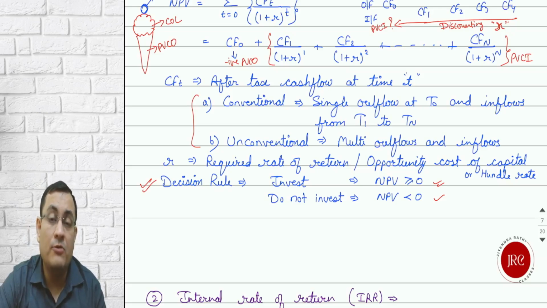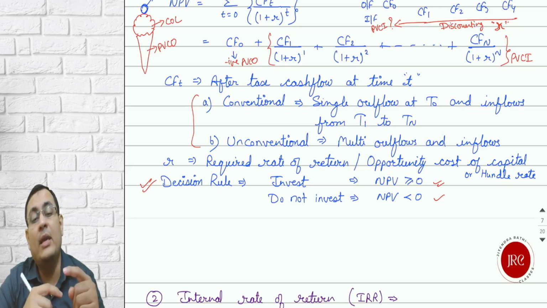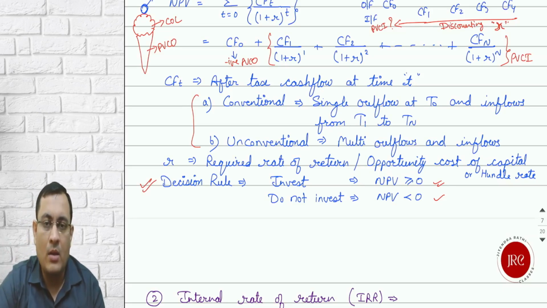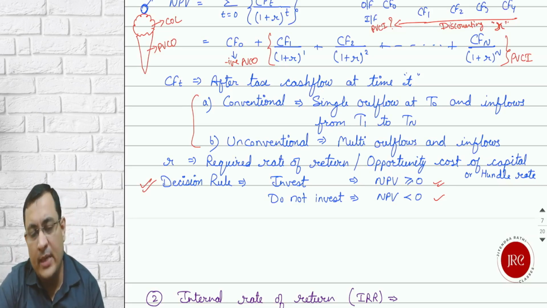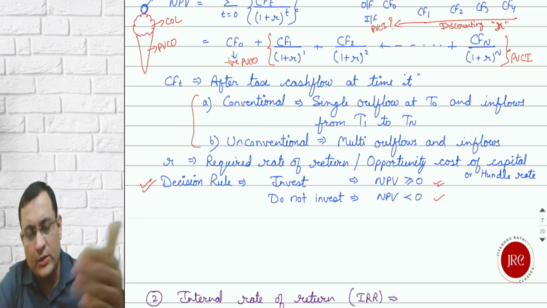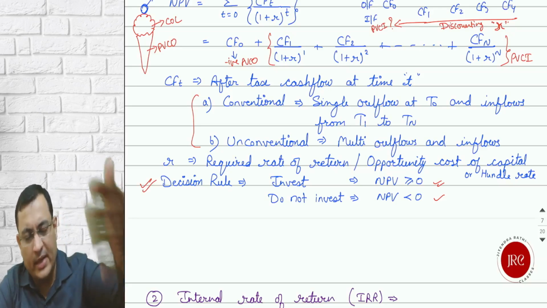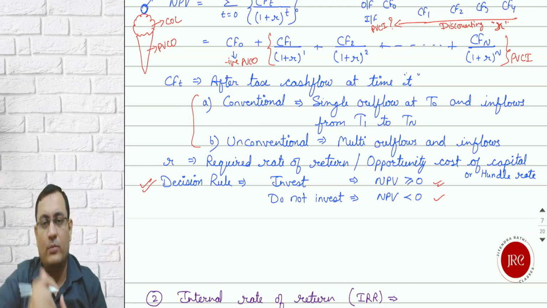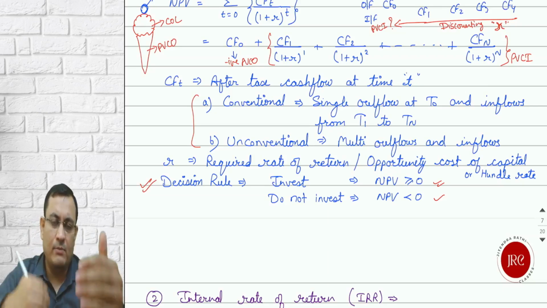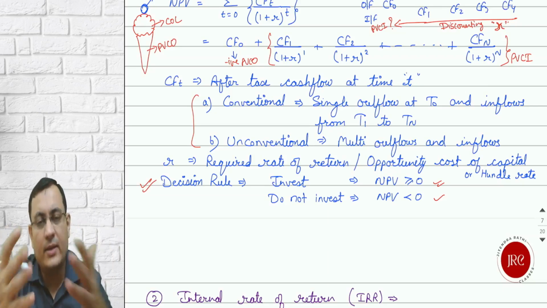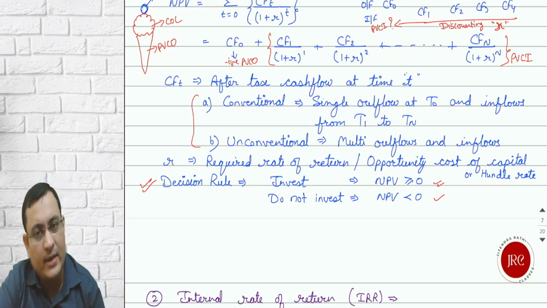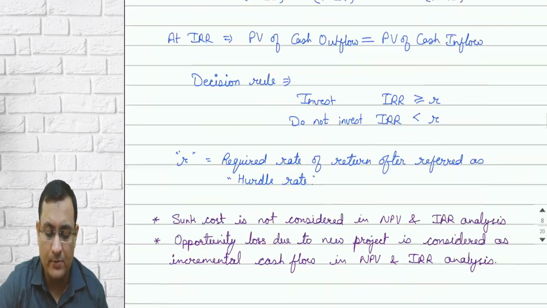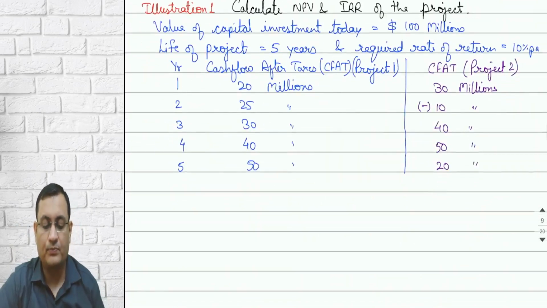Unconventional is where the project cash flows are changing sign multiple times. What do we mean by this? This means that there are multiple outflows at different points of time, T0 and T2, and there are multiple inflows, T1, T3 and T4. In case multiple inflows and outflows are there, then that type of cash flow stream is called an unconventional cash flow stream. That's it. So let's start with the calculation part of NPV first.